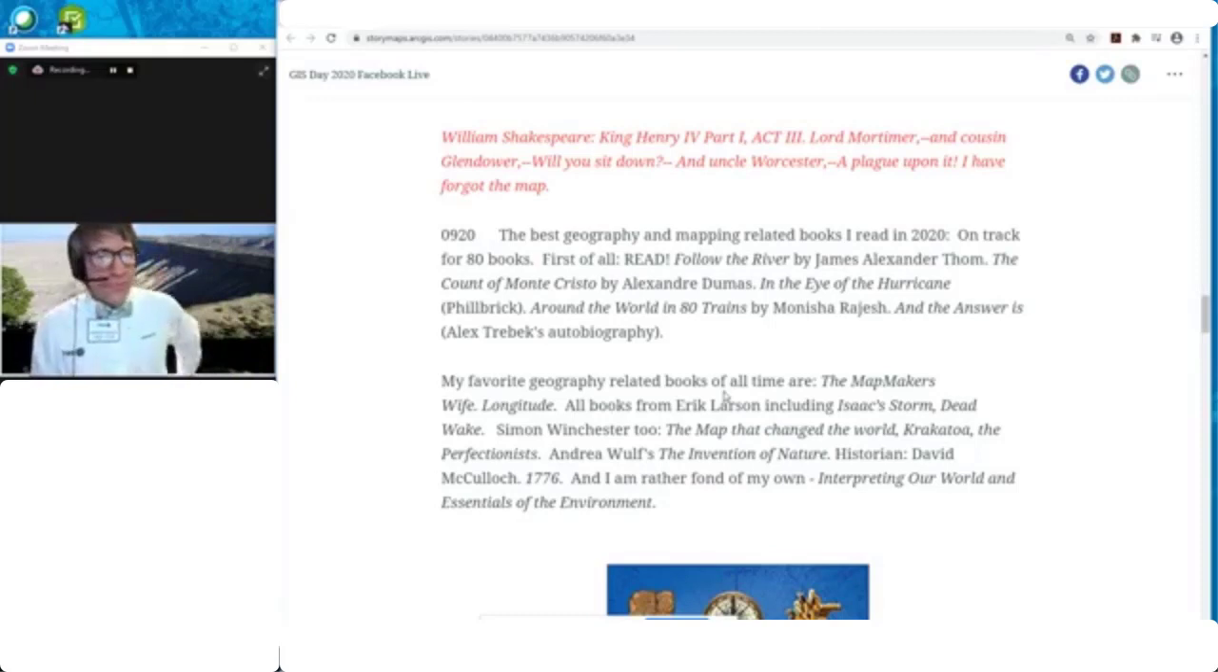Let's chat briefly about the best geography and mapping related books I read in 2020. I'd love to hear your feedback on this and see what you loved this year, what you read. I'm on track to read about 80 books this year. I'm on a quest. That'll be about 25 more than I read last year.